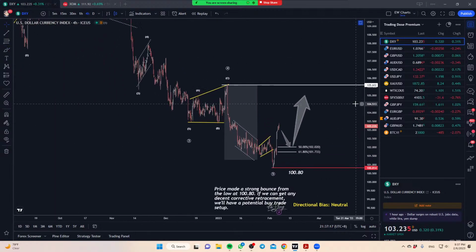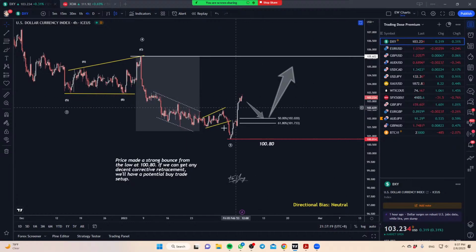Okay, and this little bounce post NFP is pretty strong, so we can see a very impulsive push to the upside. So if we get a corrective pullback from here, potentially towards 102, 101, that might give us a decent buy opportunity for an upside, to trade that 3-wave bigger pullback.